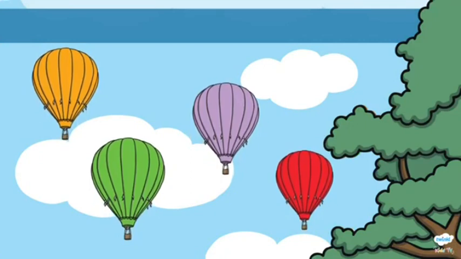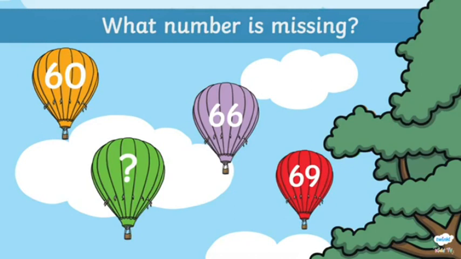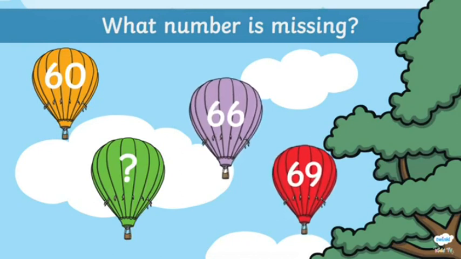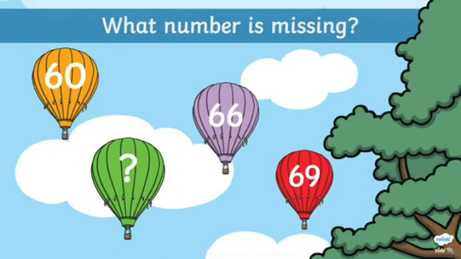One of the hot air balloon pilots has forgotten his number. All the balloons need to be in a specific order so that they don't crash into each other. He needs your help to work this out. Do you know how to work this out? Yes. We need to start with the numbers that we know are correct. These are the numbers 66 and 69.